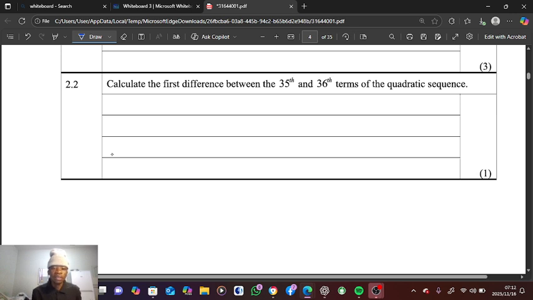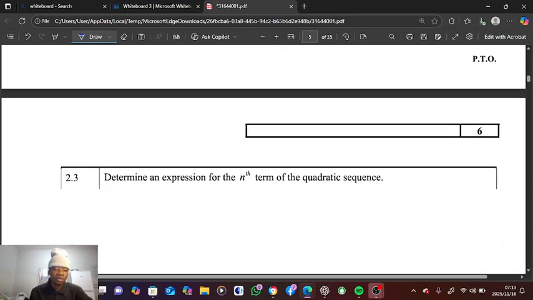It says calculate the first difference between the 35th and 36th terms of the quadratic sequence. So we're going to use term number 35 to get our difference. This is the same as negative 2n plus 3. Remember, our n now is equal to 35. It's going to be negative 2 into 35 plus 3, which gives us negative 67. So our answer here is negative 67. Therefore, we move to 2.3.